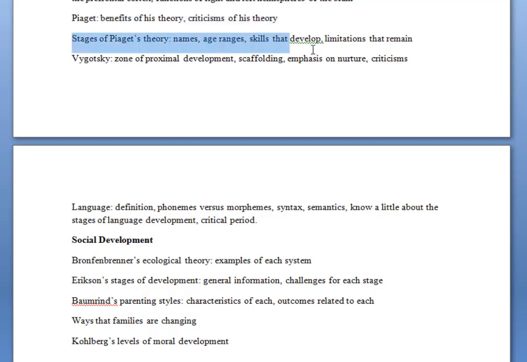Now, we talked specifically about the different stages and about skills that are developing and limitations that might still be there. So, for example, we talked about with pre-operational kids about how it's more intuitive. Logic is not there as much yet, and so they may have problems with things like classification, conservation, that kind of thing.